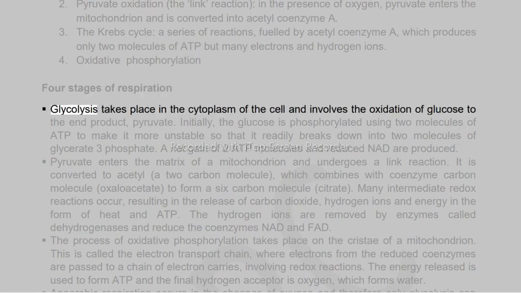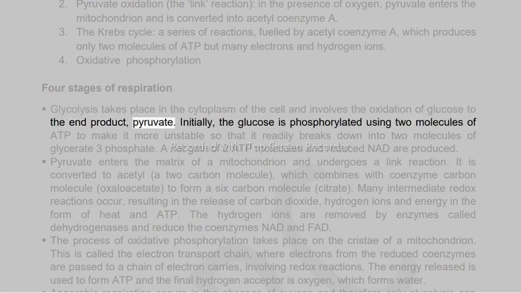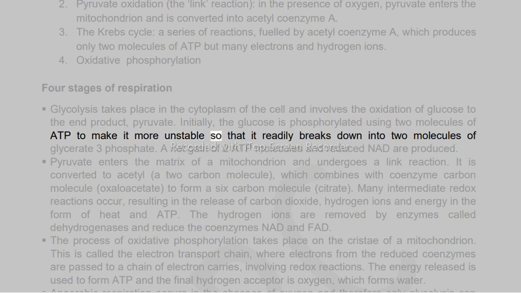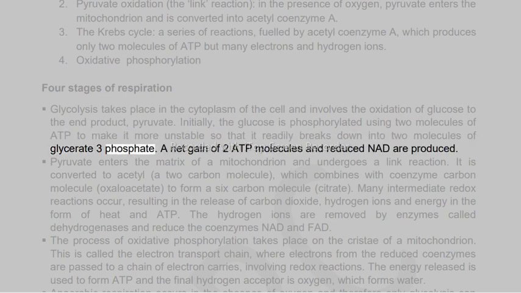Glycolysis takes place in the cytoplasm of the cell and involves the oxidation of glucose to the end product, pyruvate. Initially, the glucose is phosphorylated using 2 molecules of ATP to make it more unstable, so that it readily breaks down into 2 molecules of glycerate 3-phosphate. A net gain of 2 ATP molecules and reduced NAD are produced.